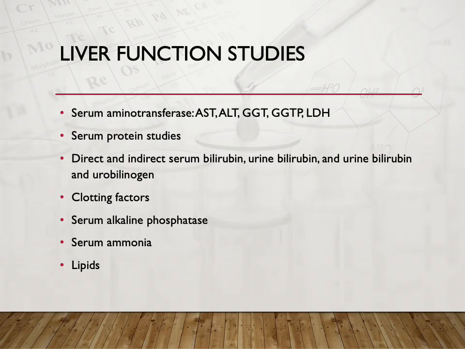You look at serum protein studies, even albumin, bilirubin, urine bilirubin, clotting factors, of course, because again, think about all these things that the liver is doing. If it's not working, we're looking at all these pieces and byproducts and things that might show up in the blood as a result. Serum ammonia, lipids, serum alkaline phosphatase. So all of those are in there.